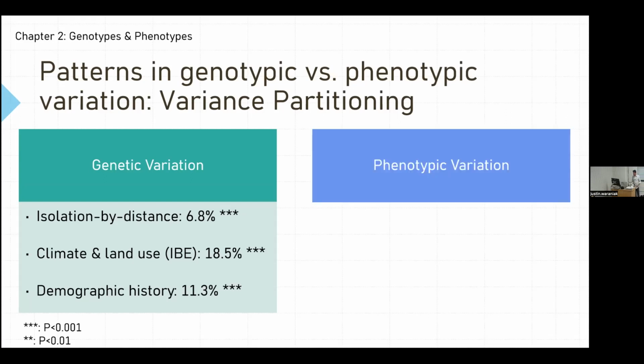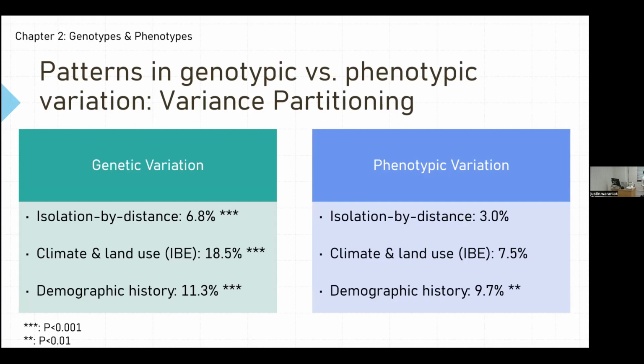But when we look at phenotypic variation, we see kind of a different result. Our isolation by distance and isolation by environment don't really explain a significant amount of our phenotypic variation. It's really only demographic history that explains a good amount of our phenotypes. So that kind of suggests ancestry might be the most important component in phenotypic differences, but there's a lot of possible plasticity there too.